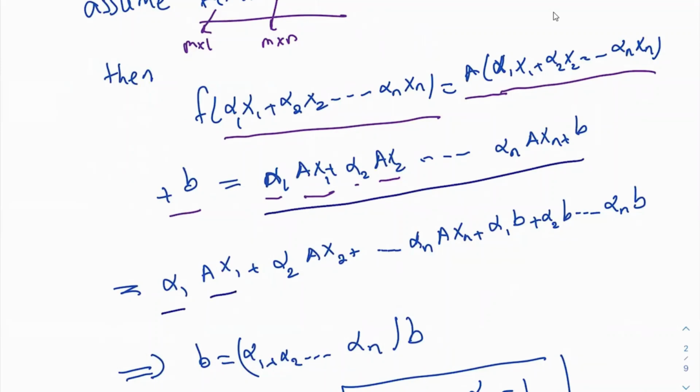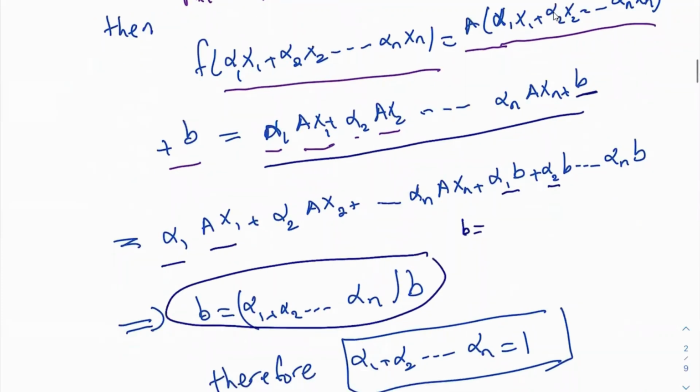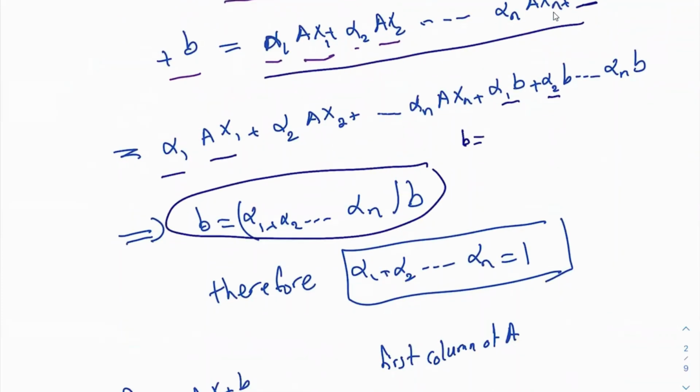If you do that and match the corresponding terms, you see that alpha 1 A x1 is the same in both of them, alpha 2 A x2 is the same in both of them. The condition for these two to be the same is that the b here should be equal to alpha 1 b plus alpha 2 b all the way to alpha n b. That's what I have here. And the condition for that is that alpha 1 plus alpha 2 all the way to alpha n is equal to 1. So that's the constraint for affinity. We have an affine function if we satisfy the superposition principle and the sum of the coefficients is equal to 1.